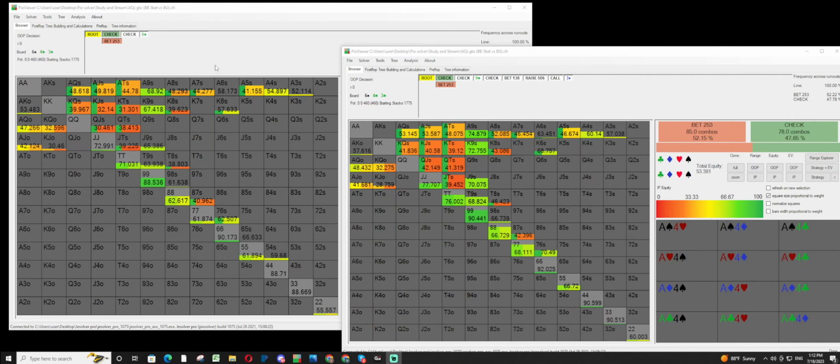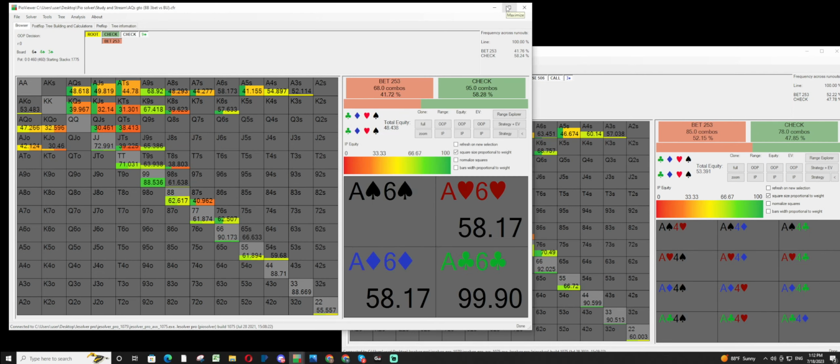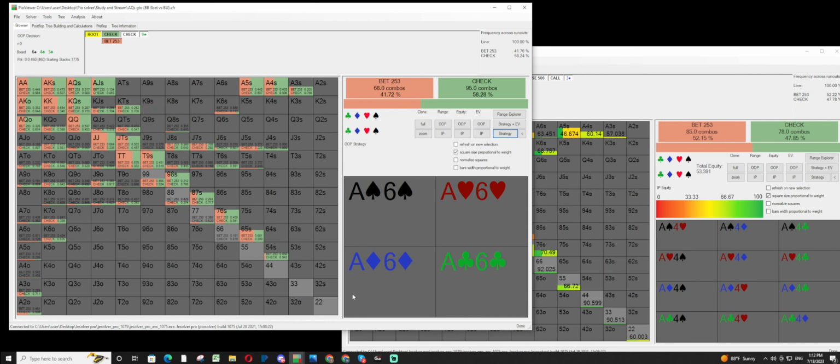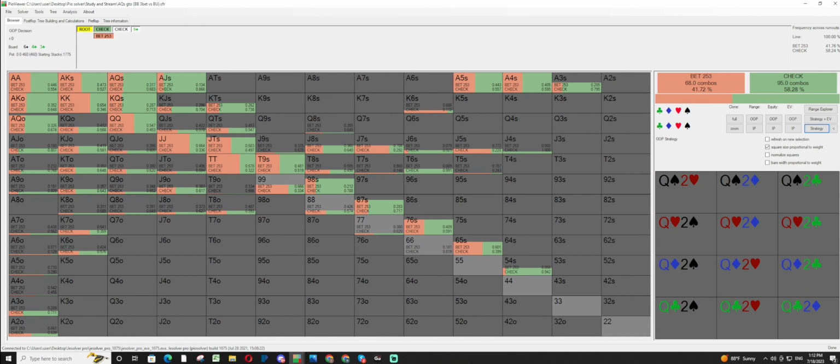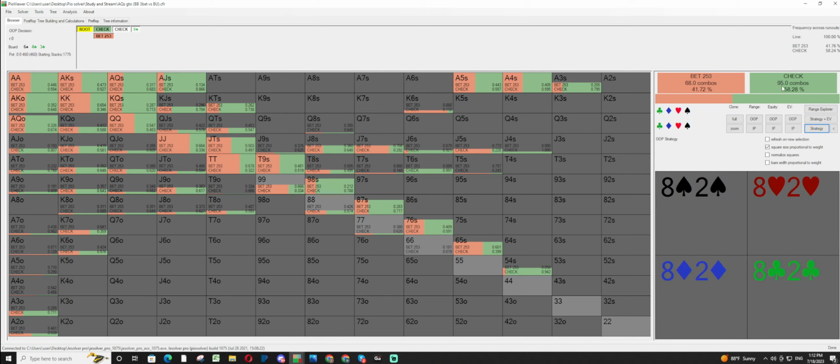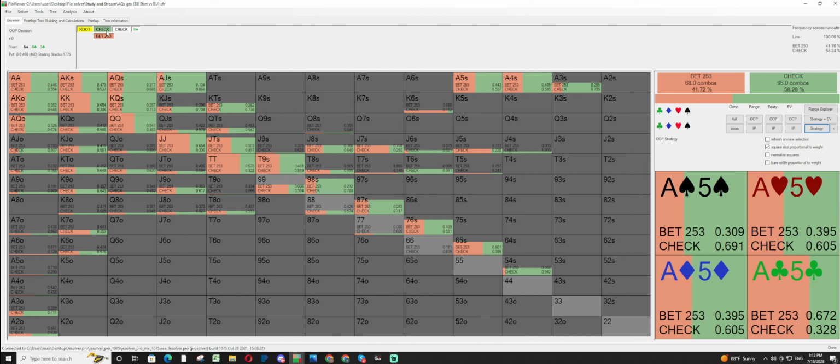So the up left solution is the GTO. We can see that it's a pretty mixed range. We can c-bet and check with almost any combo. Checking is around 60% and betting is around 40%. Keep these numbers in mind.